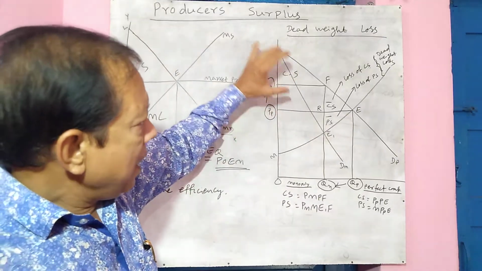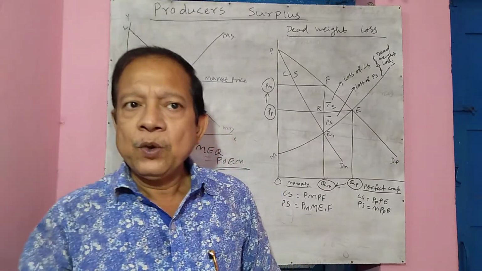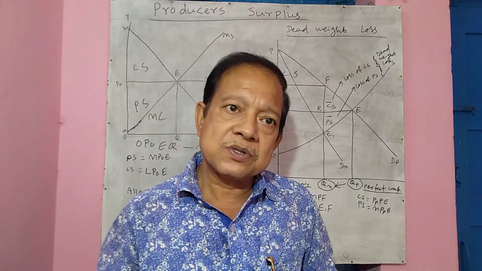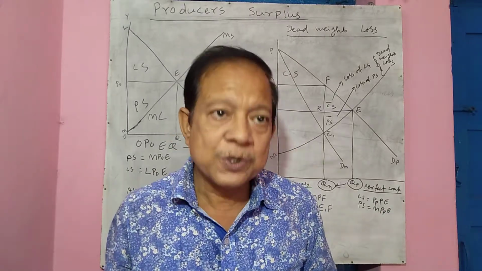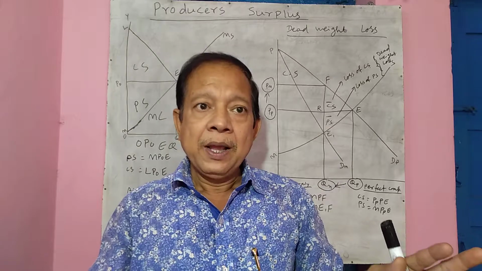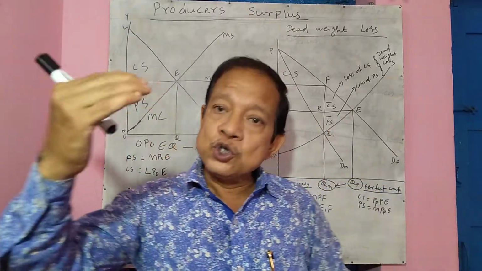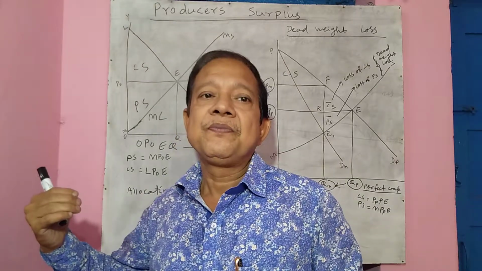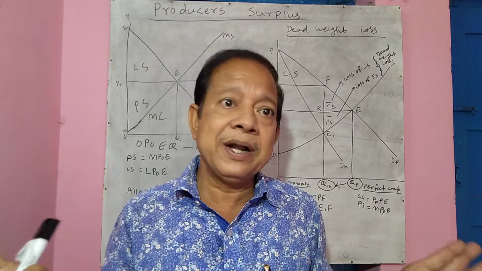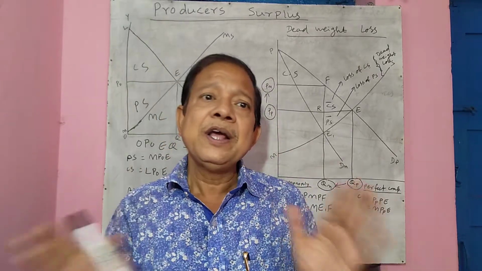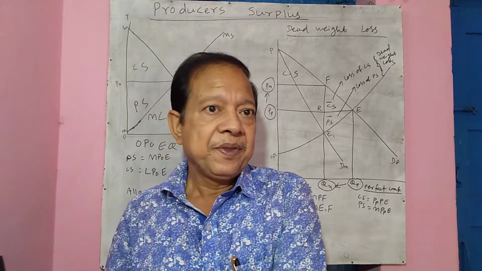So remember, under perfect competition, consumer surplus and producer surplus are balanced. But under monopoly, what happens? Producer surplus rises, consumer surplus falls. So allocative efficiency is not properly maintained, and the ratio is not maintained. The consumers are less benefited, the producers are more benefited.